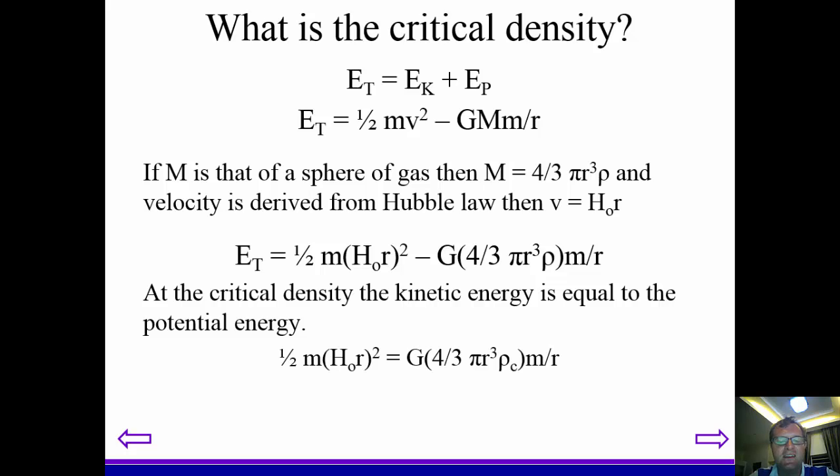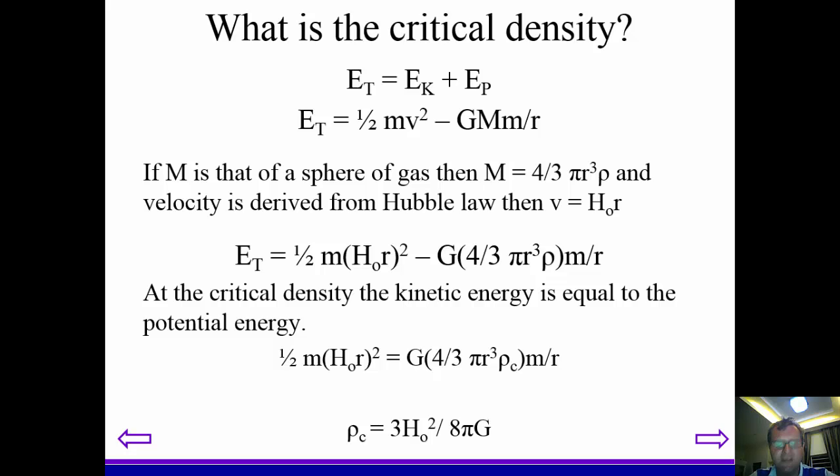we can then say that half times the mass times the velocity derived from Hubble's law squared equals G times 4/3 pi r cubed times critical density times mass divided by r. The mass on either side cancels out, which is useful, and that tells us the critical density should be equal to a number which can be calculated from these constants: 3 times Hubble's constant squared divided by 8 pi multiplied with the gravitational constant.